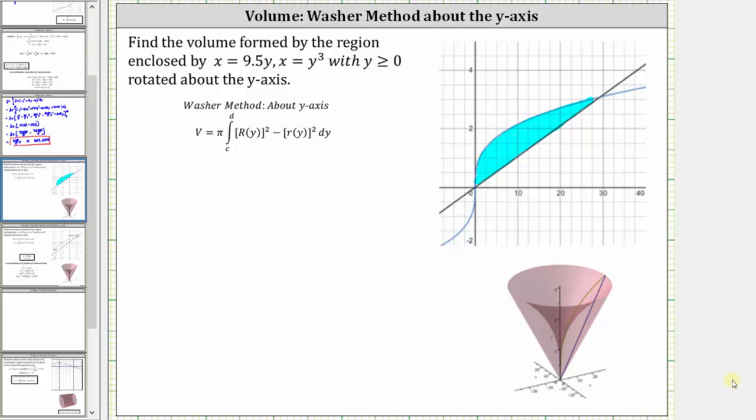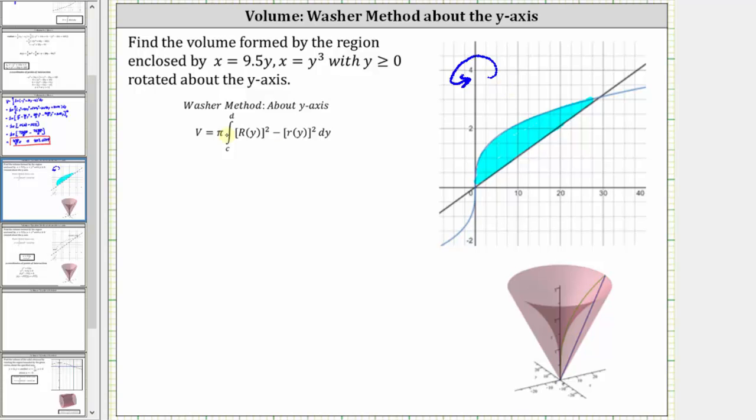We're asked to find the volume formed by the region enclosed by x equals 9.5y, x equals y cubed, with y greater than or equal to 0, rotated about the y-axis. I've already shown the bounded region here on the coordinate plane, and we are rotating about the y-axis. If this region is rotated about the y-axis, we get this solid shown below.